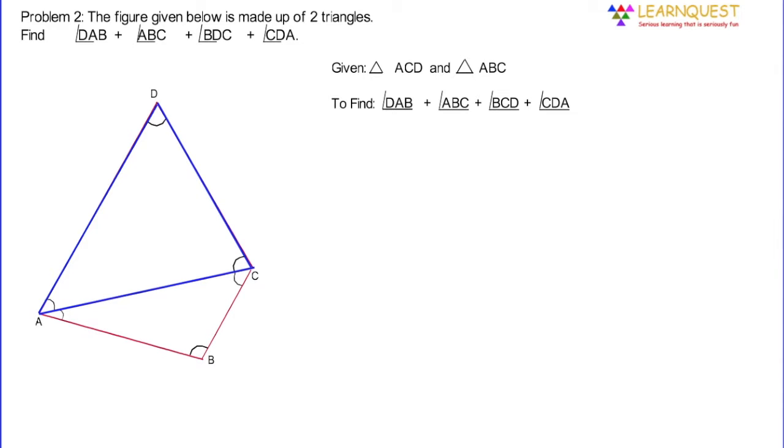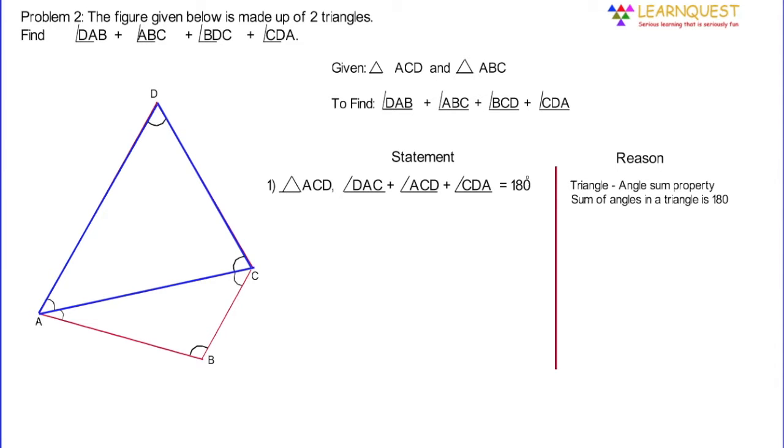But as is our practice, we will first make a table which has two columns, statement and reason, and write this as our first statement, that in triangle ACD, angle DAC plus angle ACD plus angle CDA equals 180 degrees. And the reason for this is the triangle angle sum property, which says that the sum of all the angles in a triangle is 180 degrees.